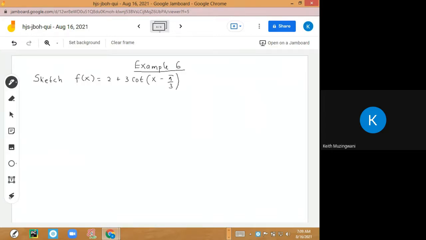So this cot is positive. That's the first thing you take note of. Then you go ahead and collect all the properties. The amplitude, the modulus of positive 3, which is just 3. The period, we get pi over 1, which is just pi. The scale, pi over 2. The vertical shift, 2. Phase shift, pi over 3.